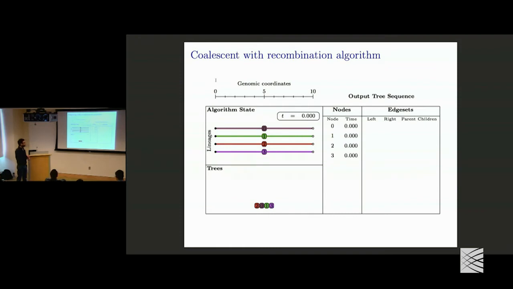The tree sequence structure then is shown in this right-hand box over here. And this is the efficient encoding of the correlated trees that we'll be building up here. I'll explain how this works as we move along.